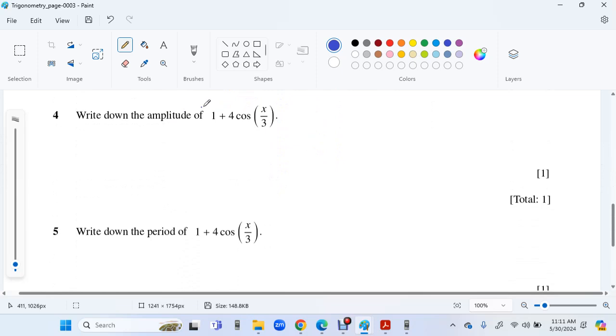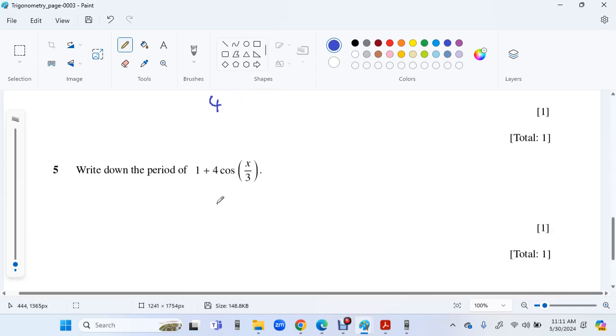So number 4, we need to find the amplitude for this one. Amplitude is 4. Period is 6 pi. So this one, the value of b is 1 over 3.